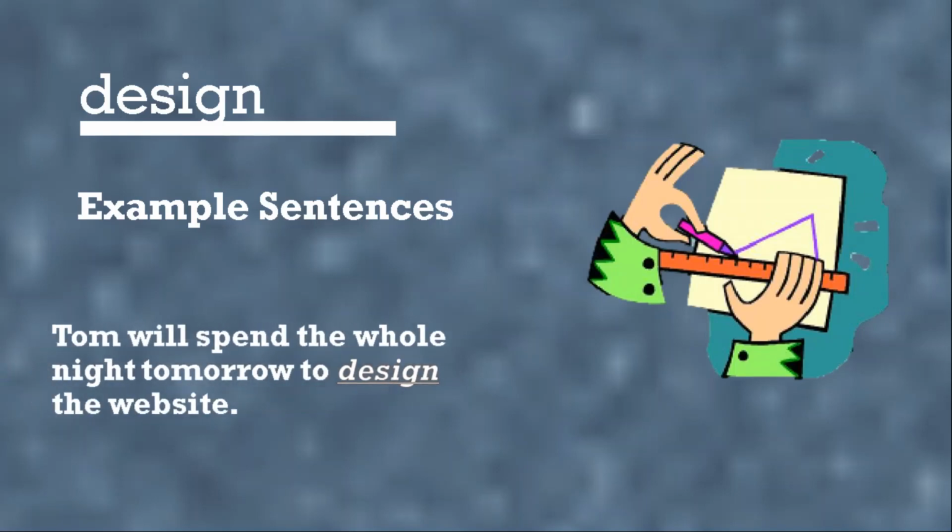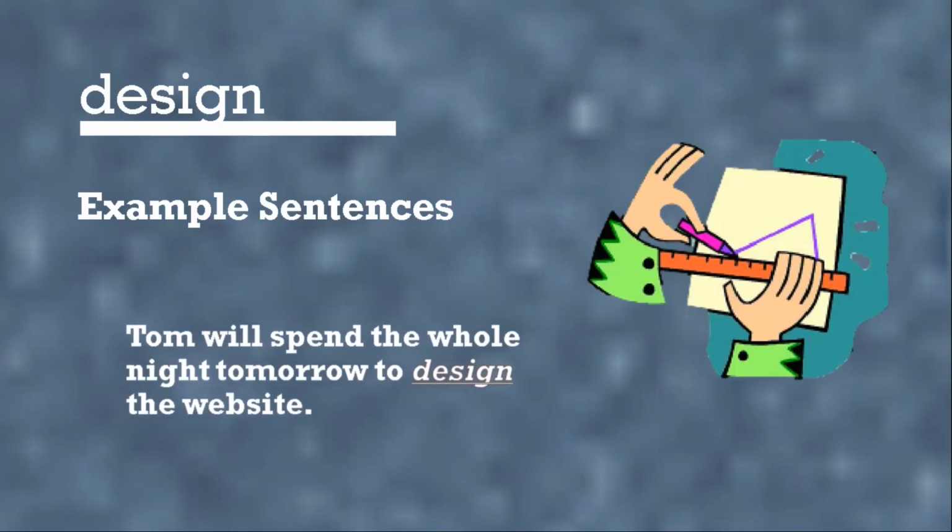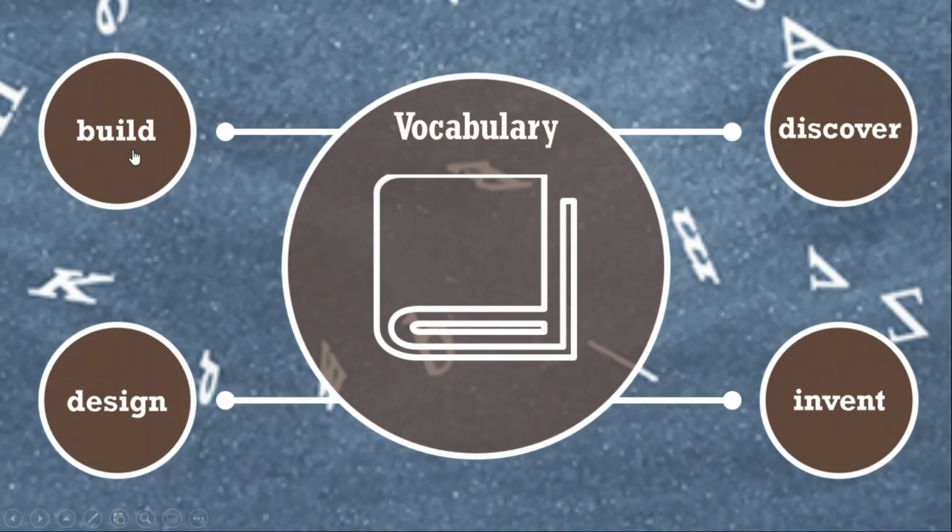Our second example is this: Tom will spend the whole night tomorrow to design the website. Okay, so you can see in this context that the man by the name of Tom will be designing a website. But designing a website, you don't have to draw on paper, but rather you have to put your thought into it and execute it in order for you to design a website. Same with this context. Okay, so this is the word design. So we have the word build and we have the word design.